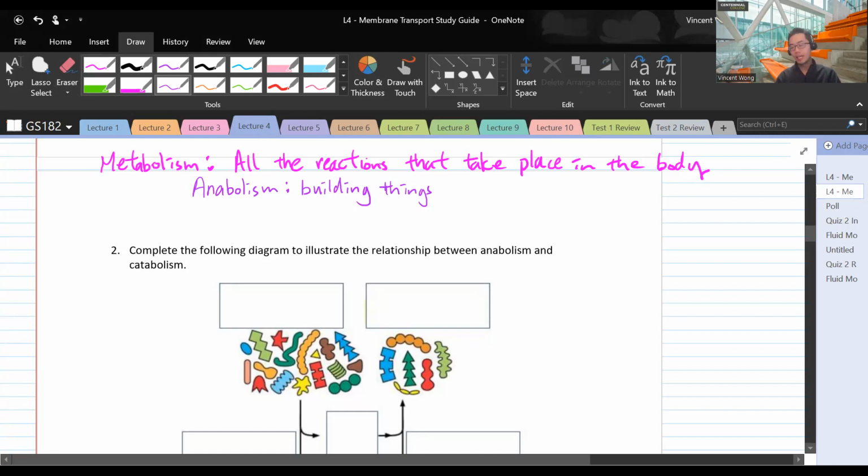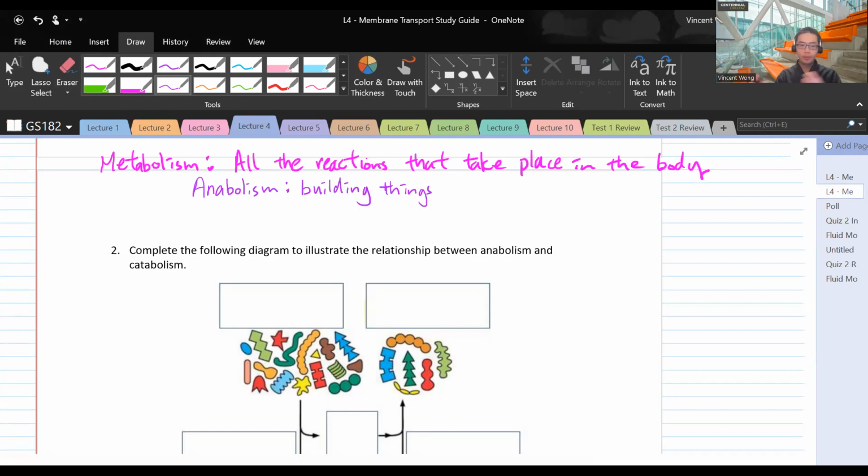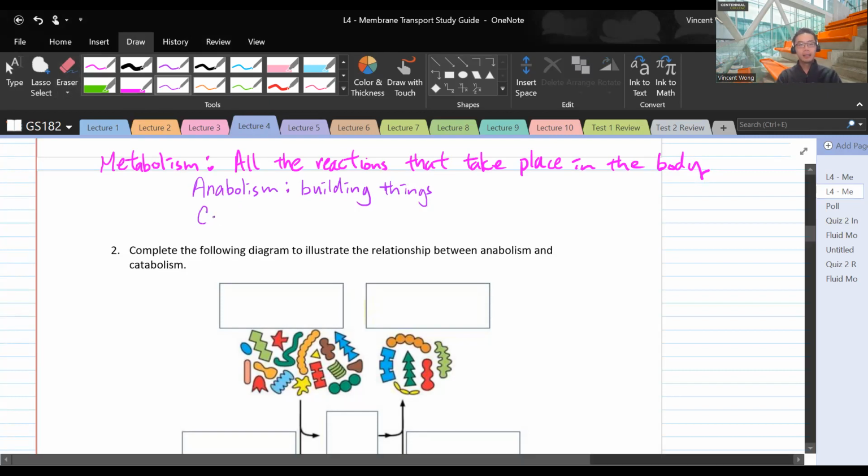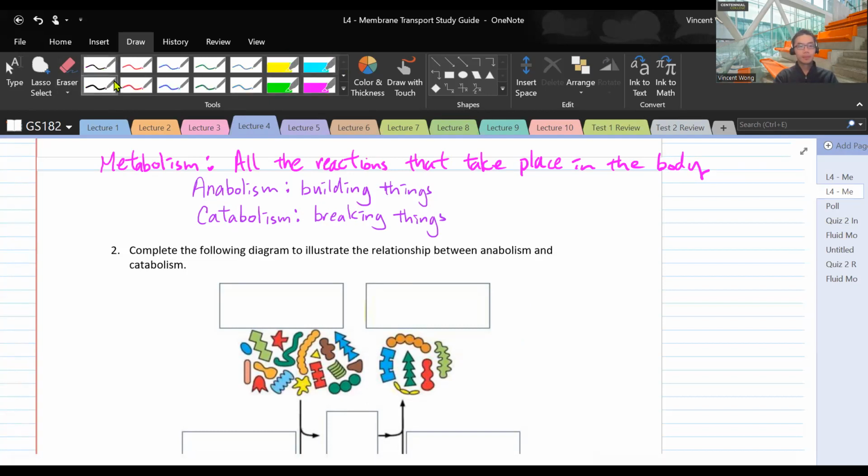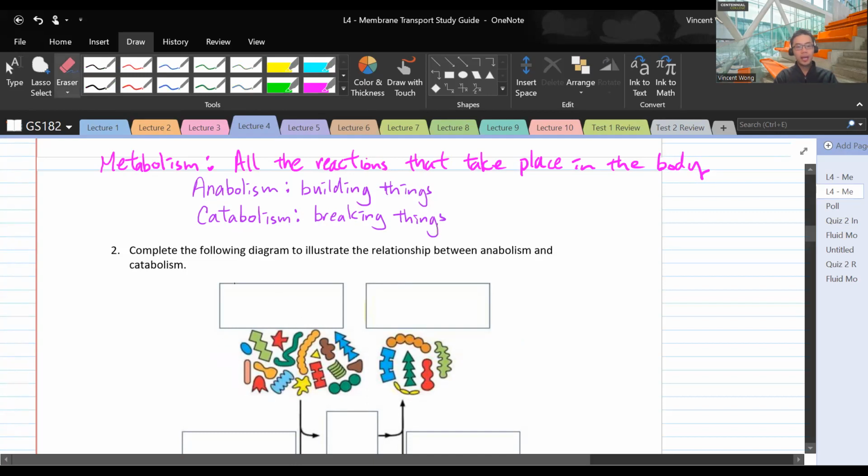So like you might build a protein that you need for cell signaling. You might build protein that's needed for structure. And the other one is catabolism, which is to break things. Breaking things. Okay. And the 2 reactions are actually related to each other, as we will see in the diagram below. So over here, we have macromolecules from our food.